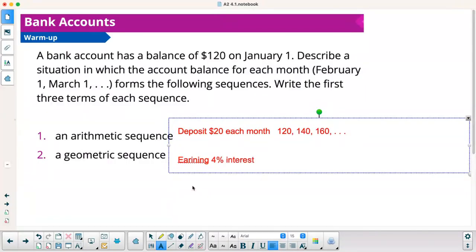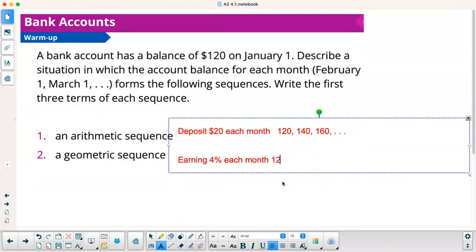interest. Now, I don't want to say interest, earning 4% each month. Okay. Well, technically 4% would be your annual interest rate. So we'll just say we're earning 4% each month.